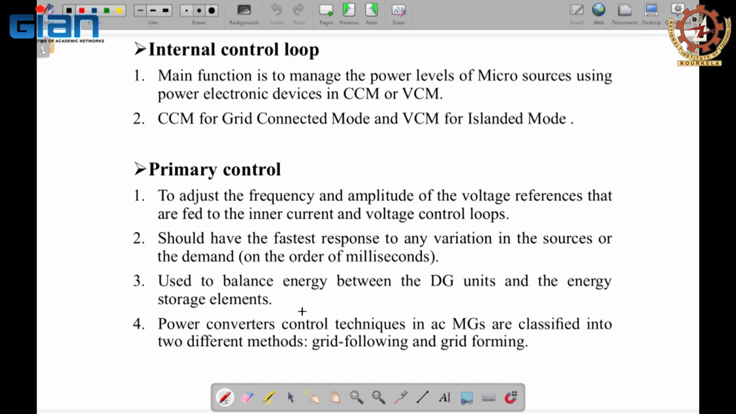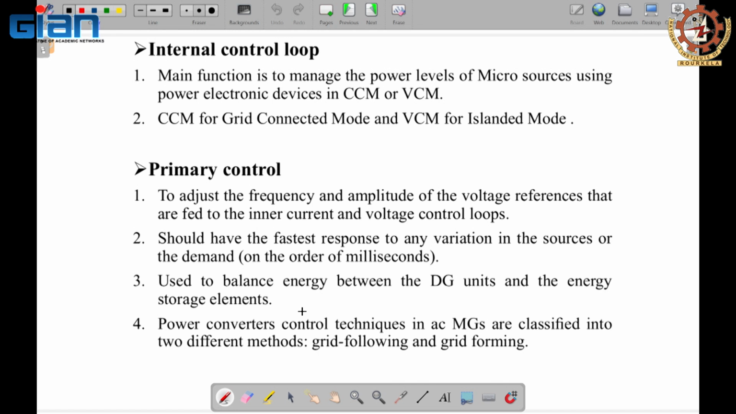We have to, our controller has to be very fast to respond to this disturbance, in the order of milliseconds. And of course, we have to maintain the power balance, the active power balance between the generation and demand. And then of course, we use the power converters, as we are integrating renewables.